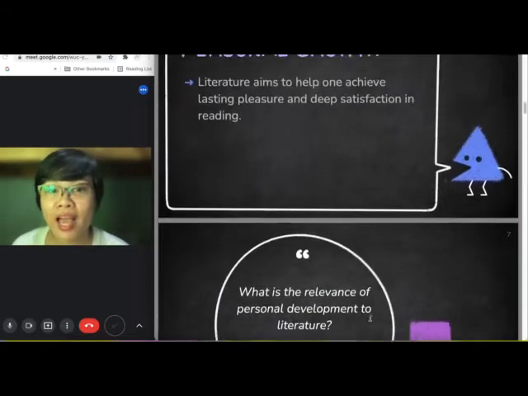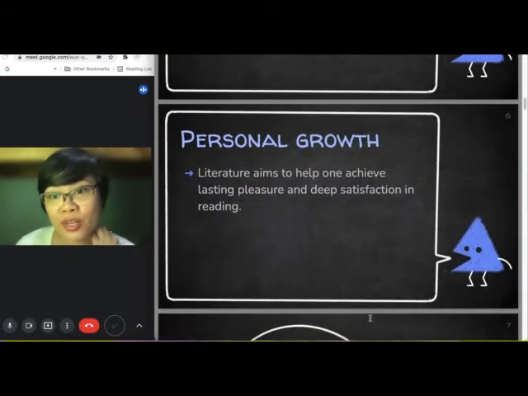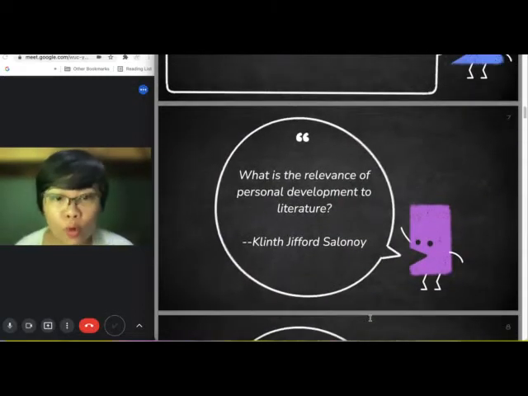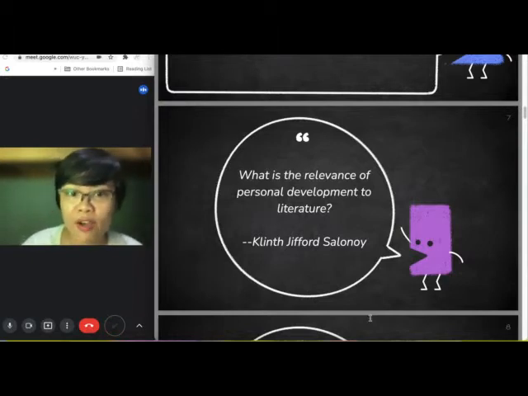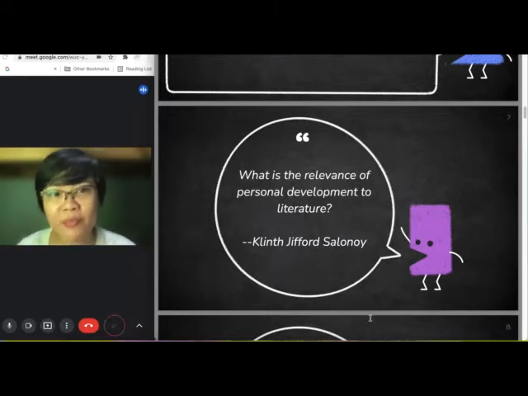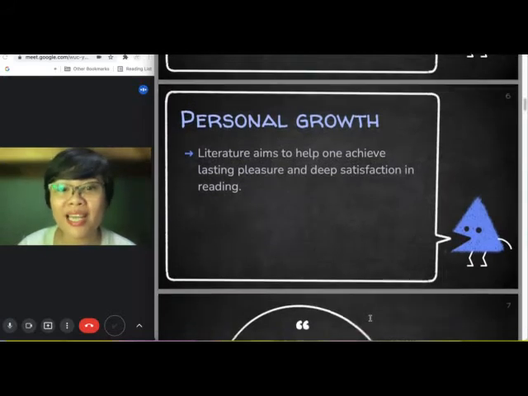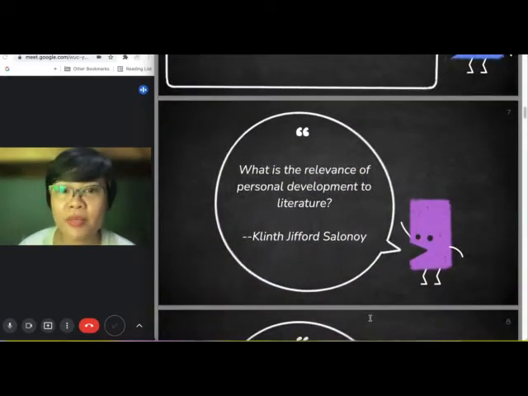So now we're going to proceed to the question and answer. So the first question is from Clint Gifford Salonoy. So he's asking, what is the relevance of personal development to literature? So I think I've already explained it in terms of personal growth, right? So of course, there's a big relevance of personal development to literature.